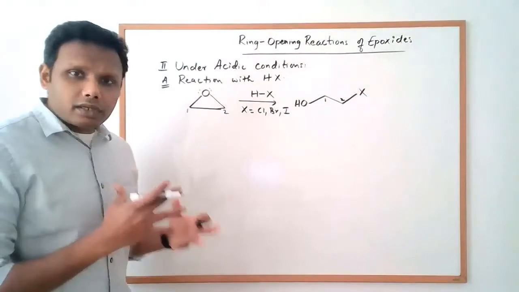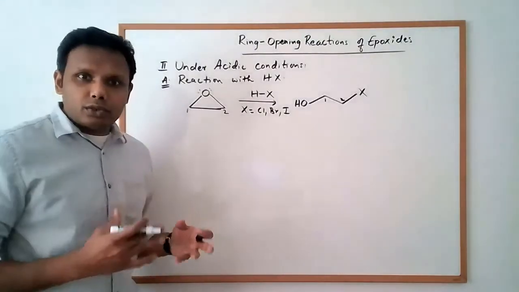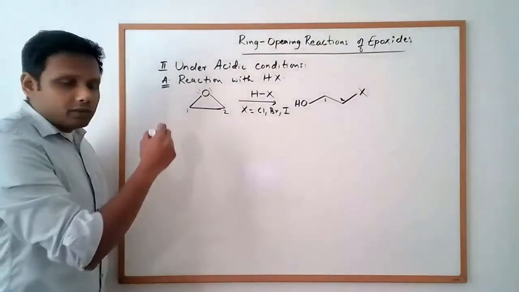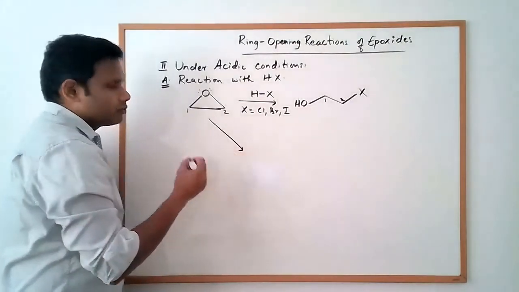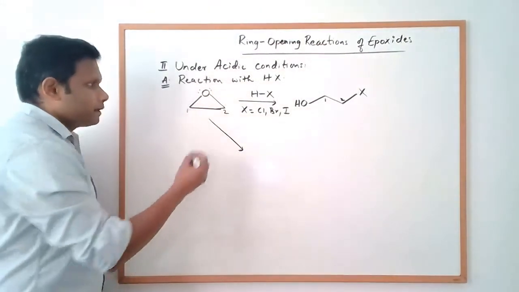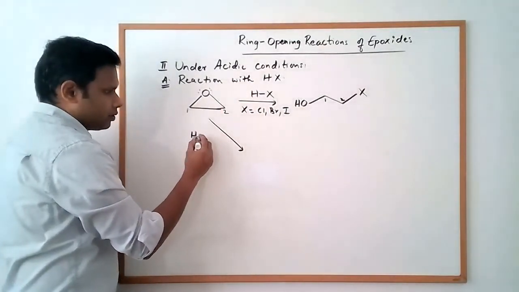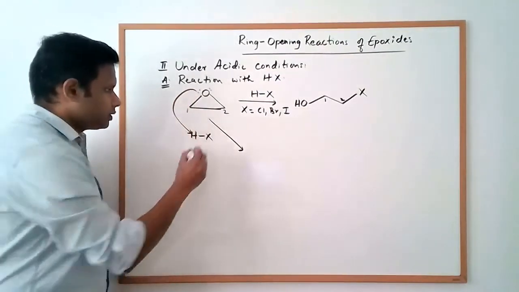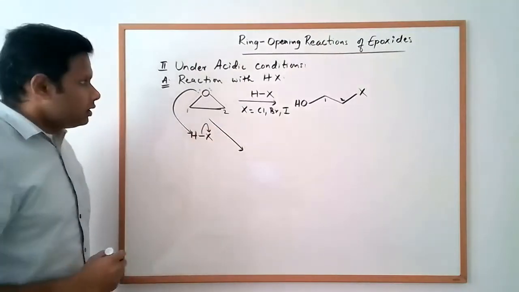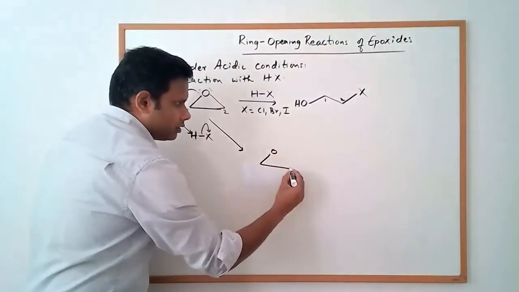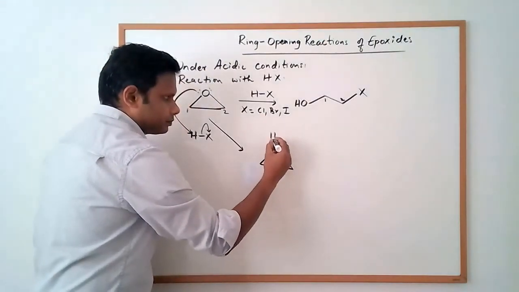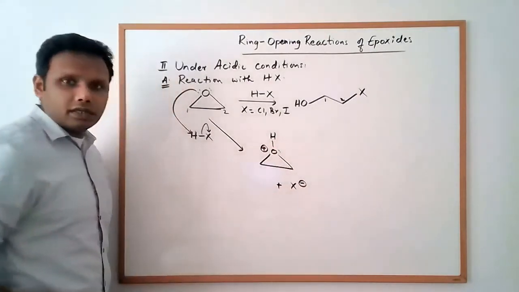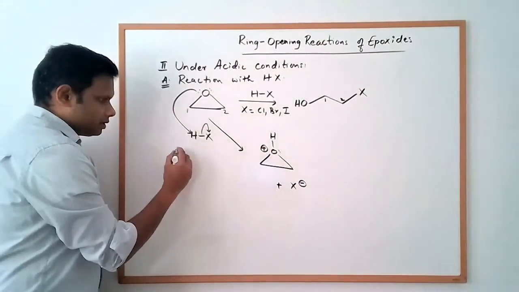Now, if you recollect, when we did the reaction under nucleophilic conditions or basic conditions, the first step was the attack by the nucleophile. On the other hand, under acidic conditions, the first step is actually a protonation. The epoxide here is going to react with the hydrogen halide. The oxygen gets protonated, the halogen gets kicked out. So we will get a protonated epoxide with a positive charge, plus we have an X minus. And so the first step is the protonation.